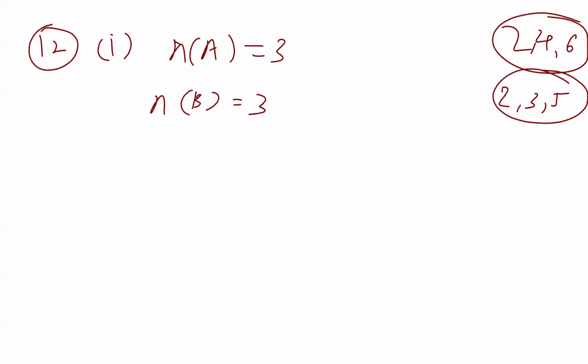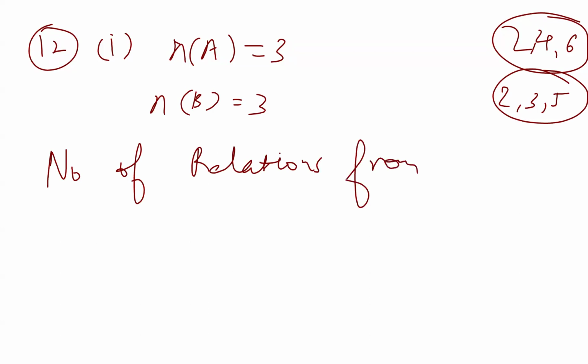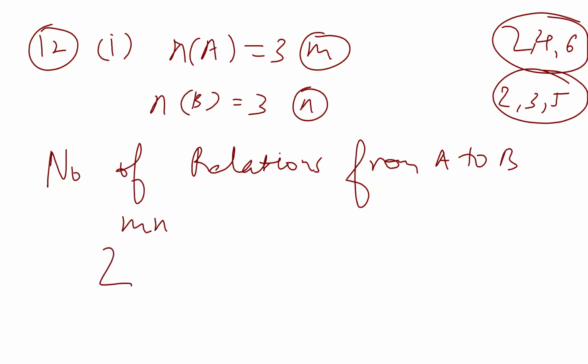So the number of relations from A to B: if this is M and this is N, the number of relations from A to B is 2 raised to Mn. 2 raised to 3 into 3, that is 2 raised to 9. That's the formula. Second sub question.